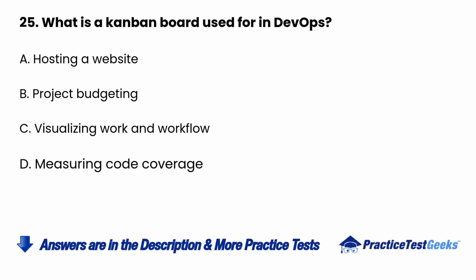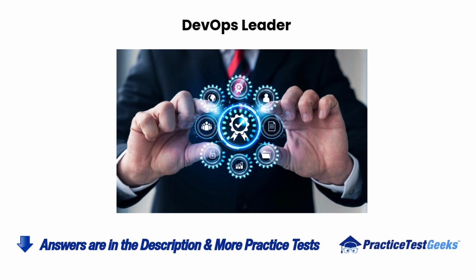25. What is a Kanban board used for in DevOps? A. Hosting a website. B. Project budgeting. C. Visualizing work and workflow. D. Measuring code coverage.